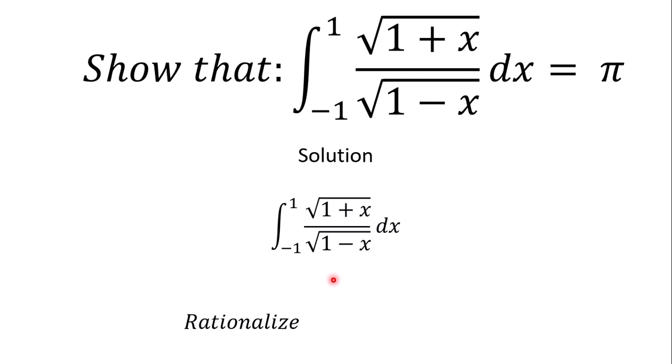So okay, let's rationalize, and I believe you know how to rationalize a fraction which contains a surd in the denominator's position. That is, we are going to multiply both the numerator and denominator by square root of 1 minus x. Okay.